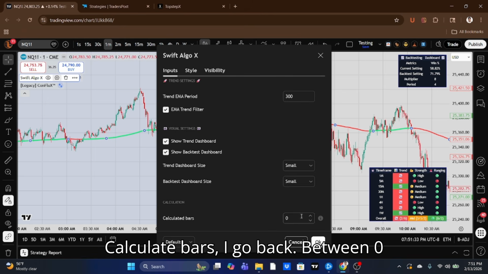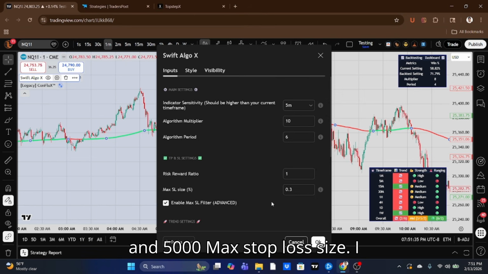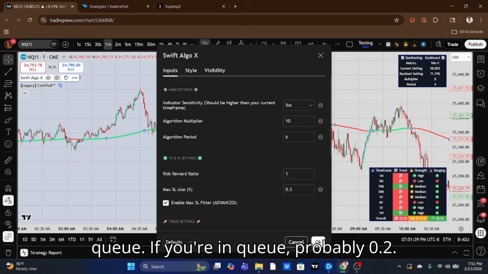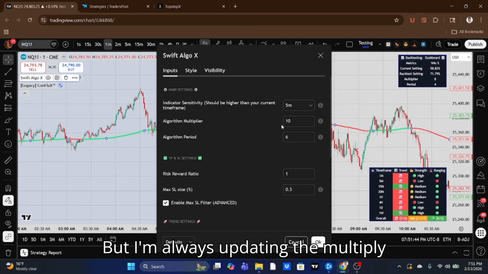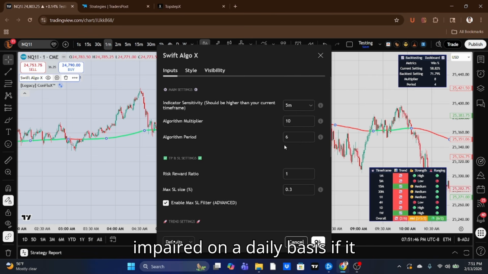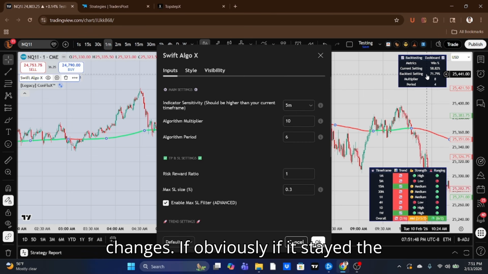Calculate bars, I go back and forth between 0 and 5,000. Max stop loss size, I keep this at 0.3, probably for NQ. If you're trading MNQ, probably 0.2. But I'm always updating the multiplier on a daily basis if it changes. Obviously if it stays the same, I'll keep it the same.